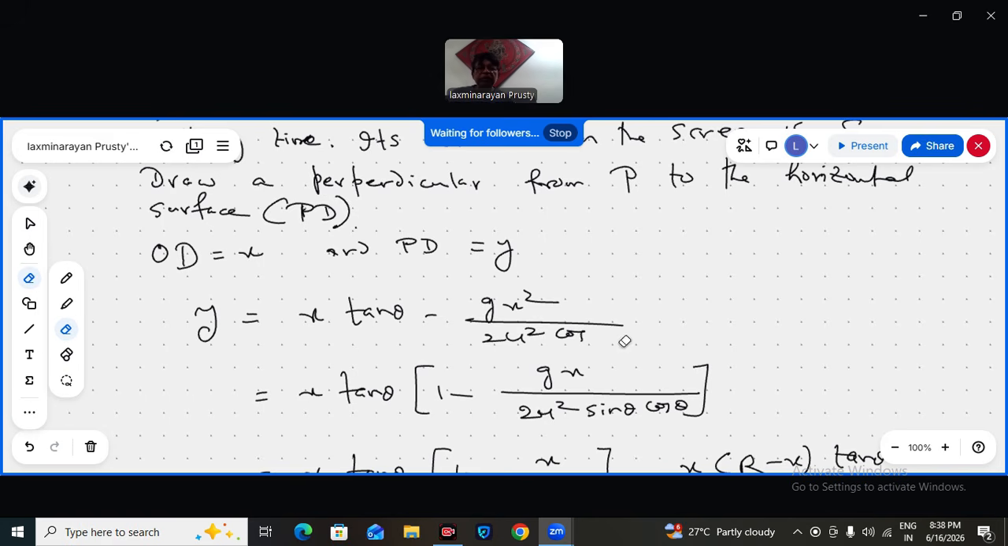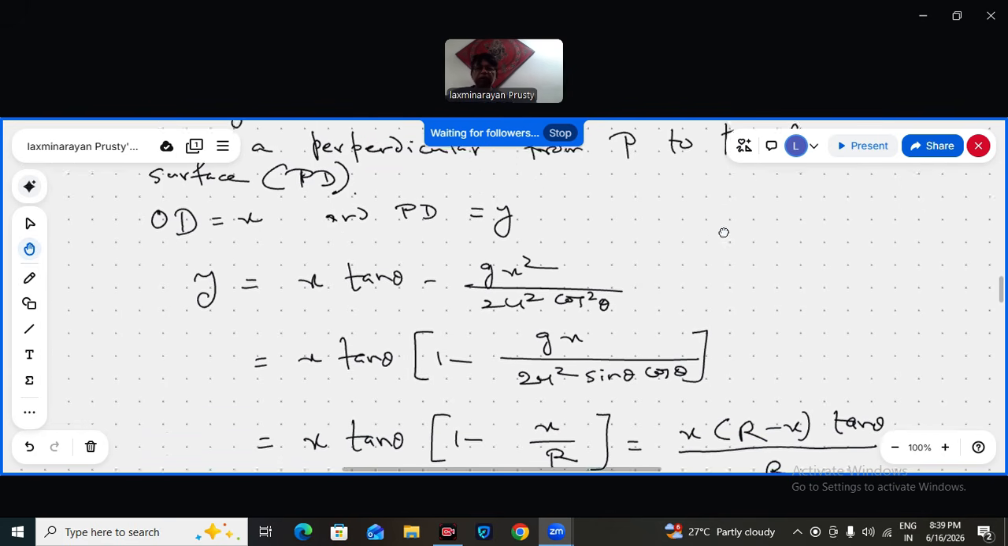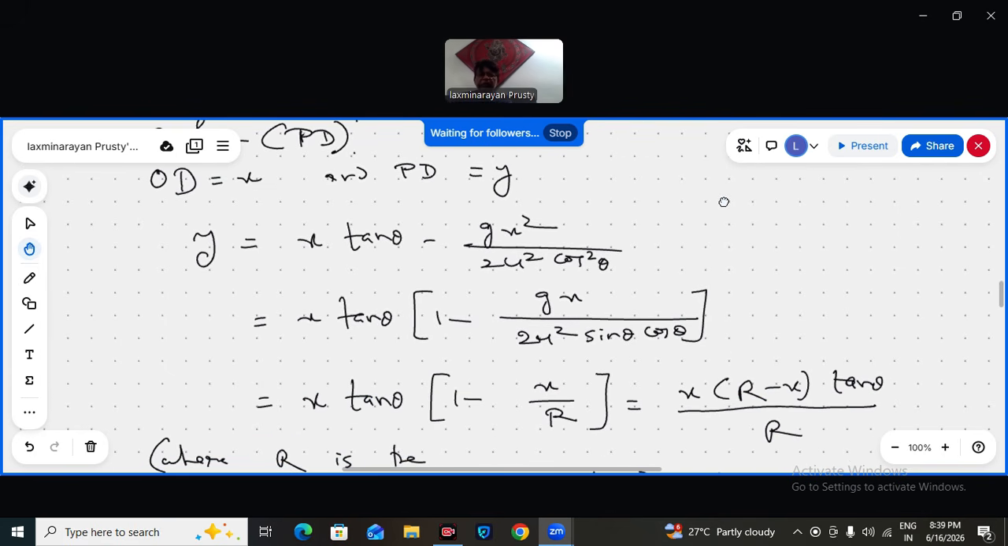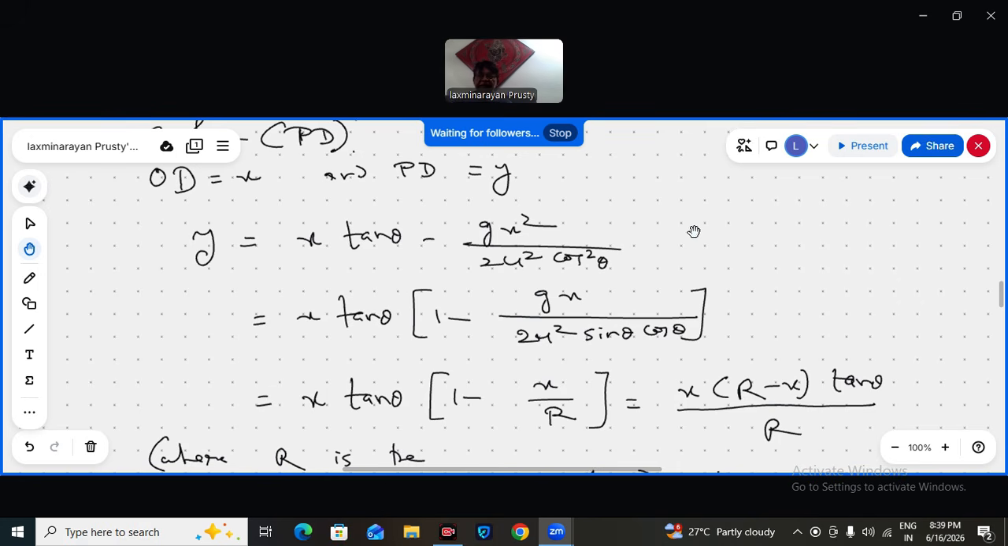Let me change this a little. Cos square theta. Okay. This is y is equal to x tan theta minus gx square by 2u square cos square theta. As you all know, this is the equation of the path of the projectile. I am neglecting the air resistance.